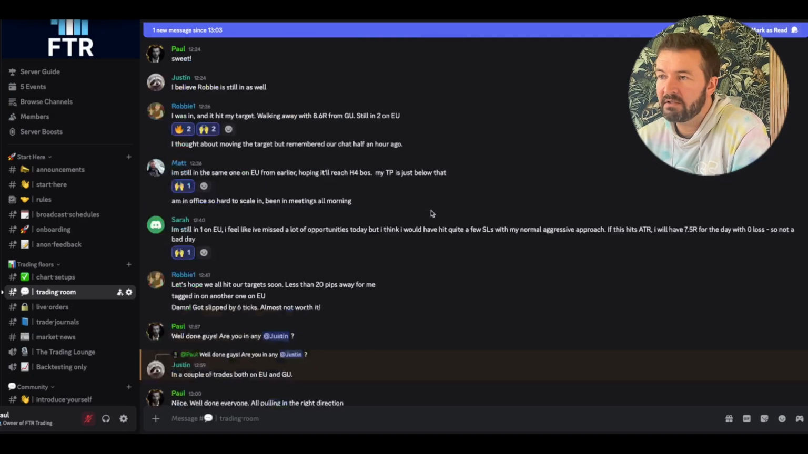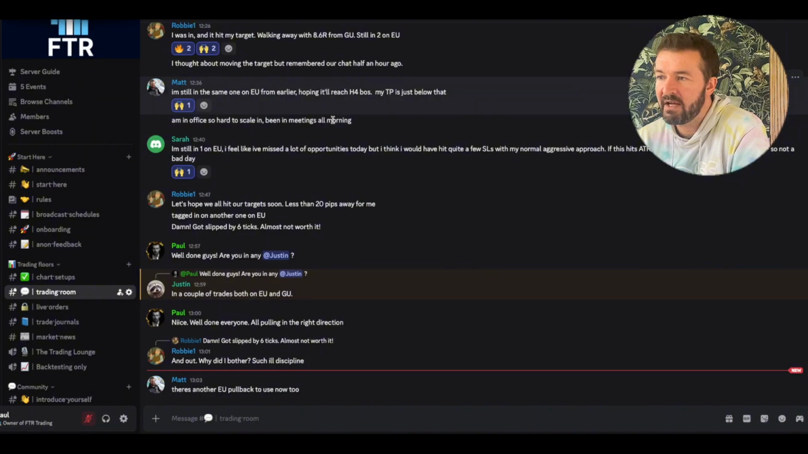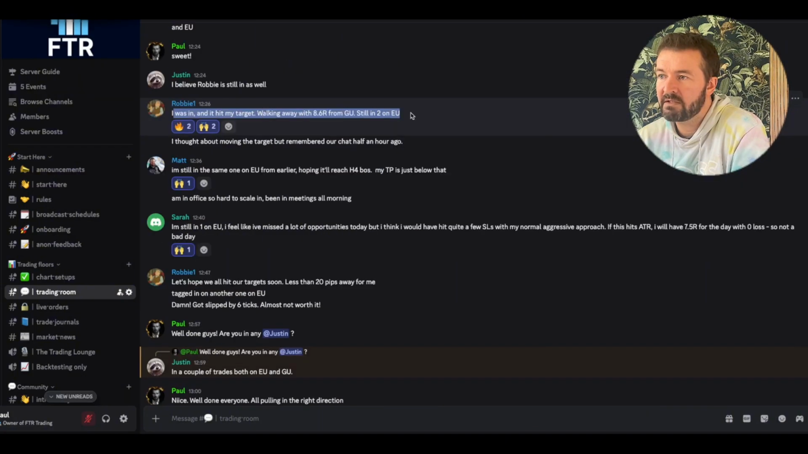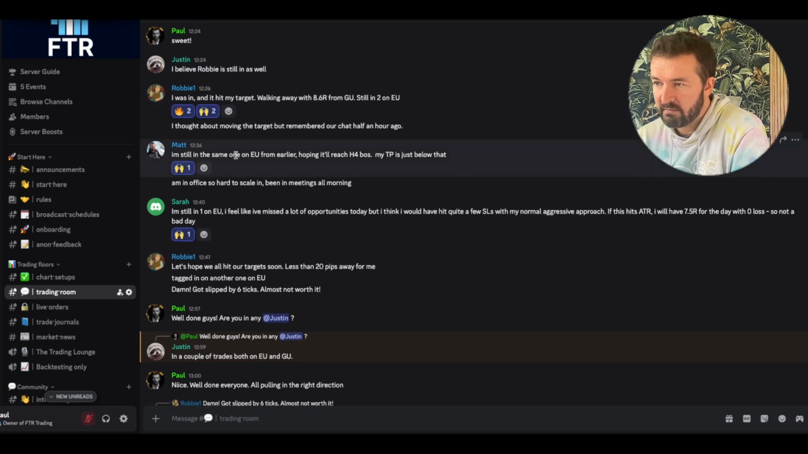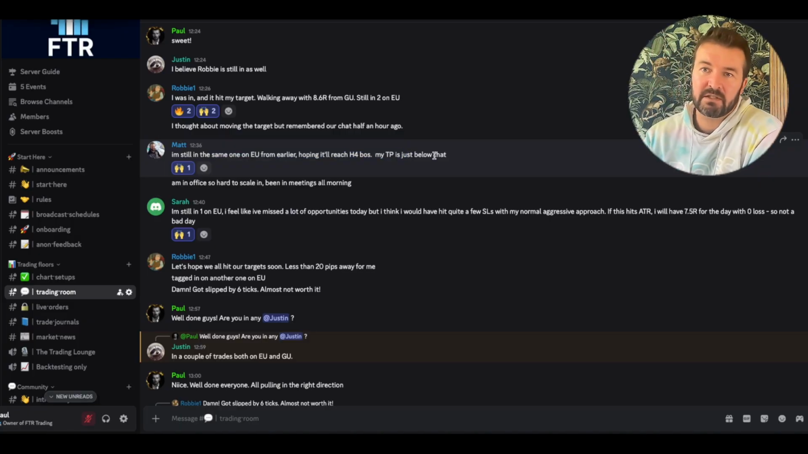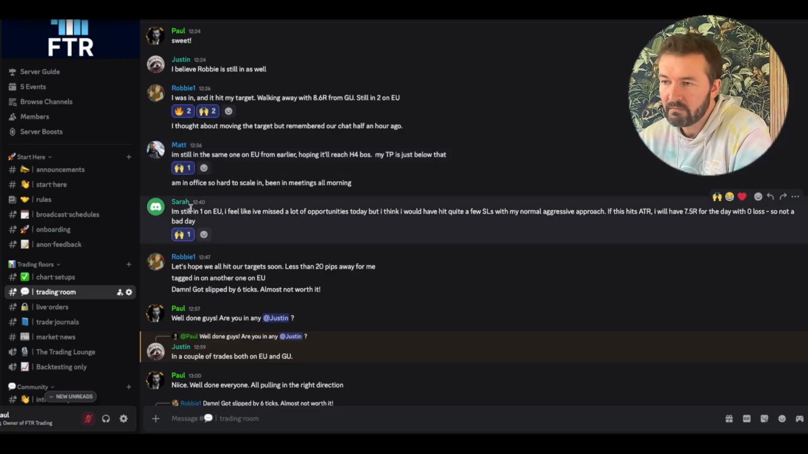So I just want to take you to the main point, that here, I was in and hit my target, walking away with 8.6R from GU, still in 2 on EU. Still in the same one from EU earlier, hoping to reach H4 boss. My TP is just below that. So everyone knows exactly what they're doing, where they're heading, and we've all got each other to ask questions to if we're unsure as well. Still in 1 on EU, feel like I've missed a lot of opportunities today. Would have hit quite a few stop losses from a more aggressive approach.